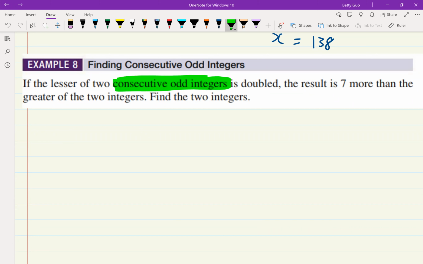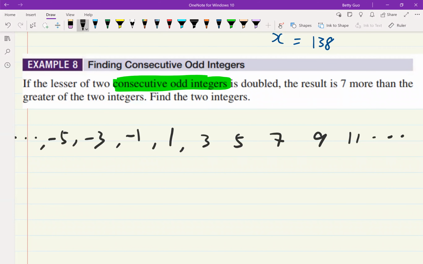Consecutive odd integers. Okay, let me write some odd integers. Of course, we have infinitely many odd integers. Let me write some of them. 1 is an odd number, right? 3, 5, 7, 9, 11, and so on. Of course, we have more. Or we have -1, -3, -5, and so on, right? Those are all the odd integers, correct? Let's see consecutive odd integers.